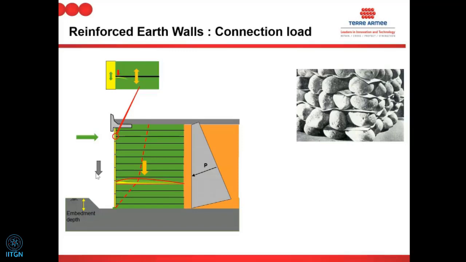So the panel is acting as a very rigid element, and the soil which is settling is acting as a very flexible element. So what will happen if that happens? Obviously, the load at the connection will not be what we know. The load at the connection will be much, much higher. And I'll show you real cases of what happens.